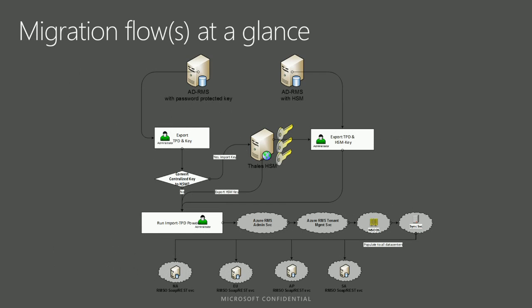I'm not expecting you to parse this diagram now, but what you want to see here is that there are two ways to do this. In one, you import your keys in software. You have them in software in your ADRMS, and you import them in software in Azure RMS.